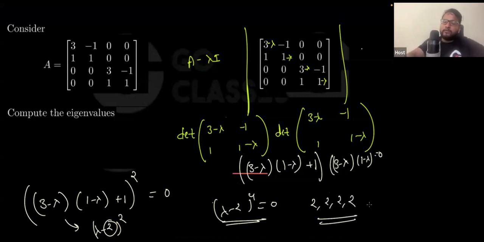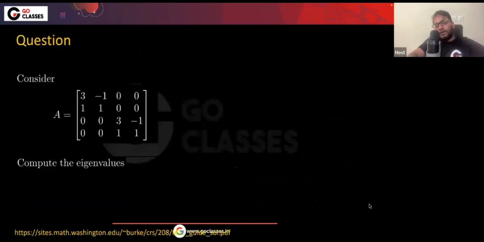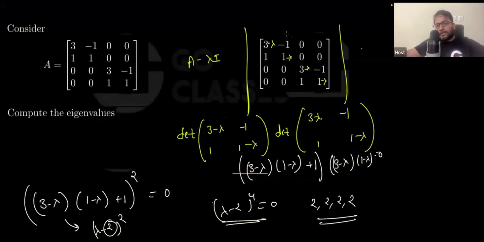So how did we find the eigenvalues? Using the properties of the block matrix. What is the property that I have used? Since it is a block diagonal matrix, if I want to find the determinant of this, it is just the determinant of this into the determinant of this. This is where we have used the block matrix property.